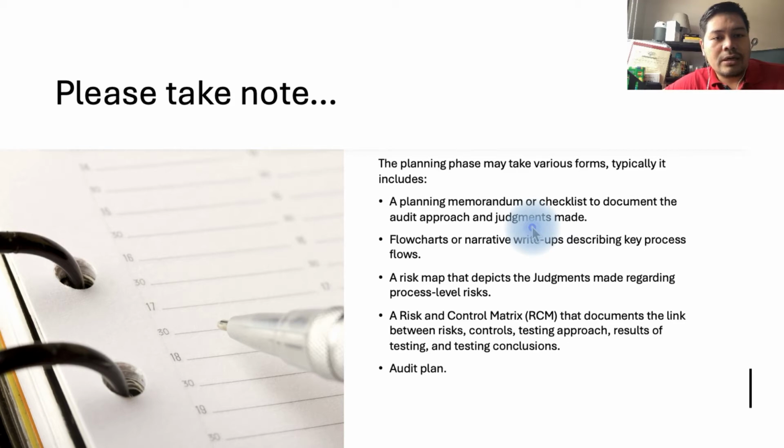So the first bullet is a planning memorandum or checklist to document the audit approach and judgments made. So most likely in the planning phase, as much as possible, we want everything in order. So you'll have the planning memorandum attached to the working program, and at the same time, the checklist.